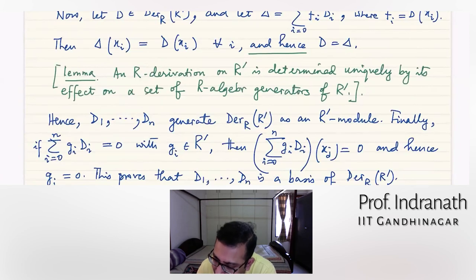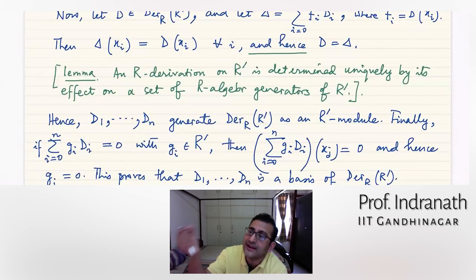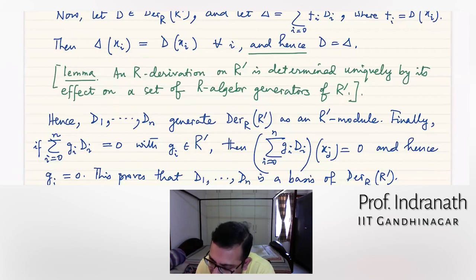So this is what I want. What we do is we just extend the zero derivation and choose that element m to be one, and then extend that, with the choice of m equal to one. And therefore you get your dn of xn equal to one, and therefore you have the required derivation.